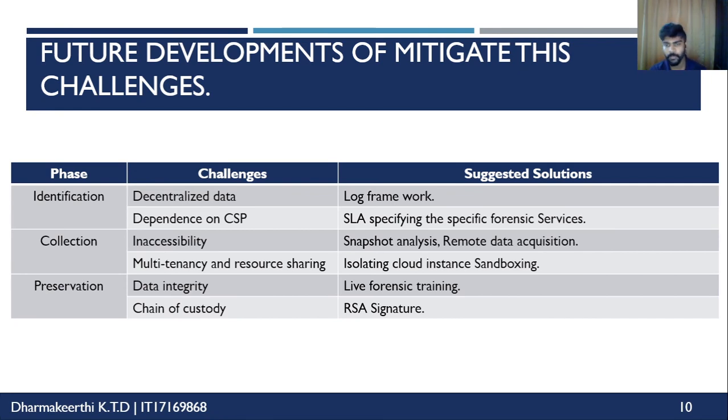These are some future developments according to those phases. For the cloud log analysis challenge of identification, the problem is that decentralized data depends on the CSP. We suggest the solution is a log framework and an SLA, that means service level agreement, specifying the specific forensic services. The next one is dependency and collection. For inaccessibility, we use snapshot analysis or remote data execution.